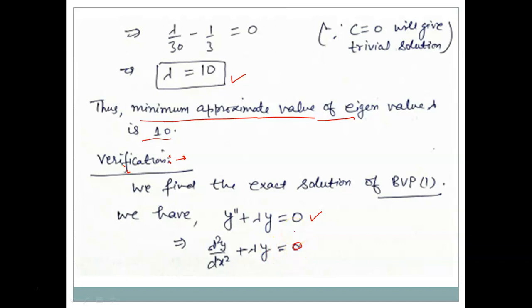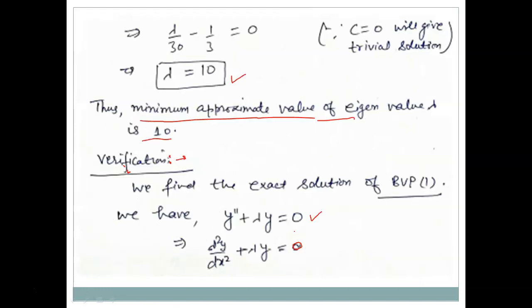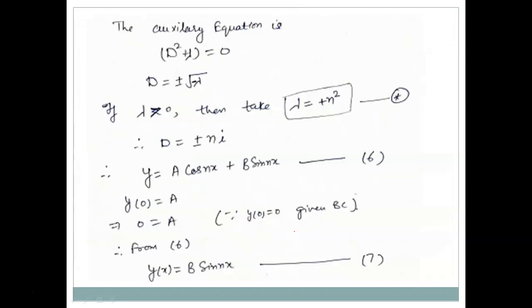When we simplify this, first of all, this is now a linear differential equation with constant coefficients. So using the procedure, the auxiliary equation in this case is this. So d equal to plus minus square root of minus lambda. Now this lambda has three choices. This can be 0, or it can be greater than 0, or it can be less than 0.